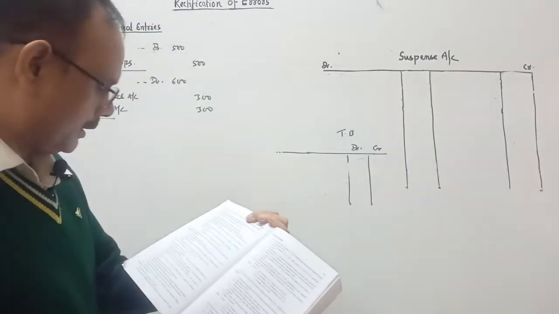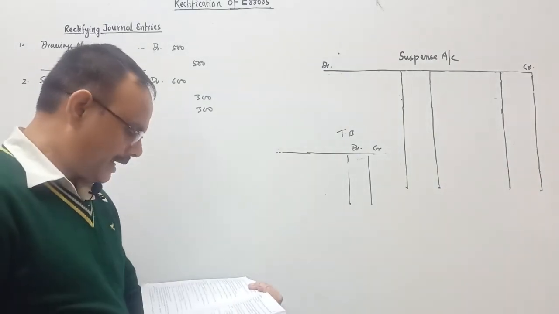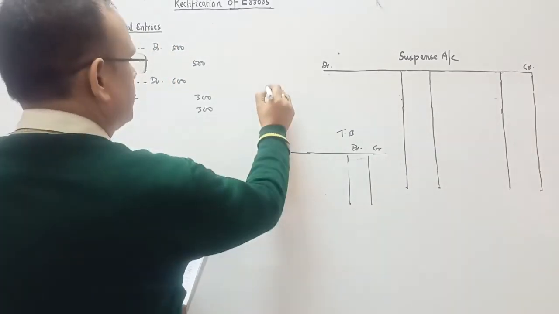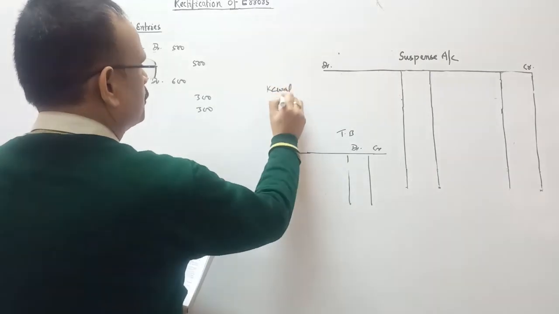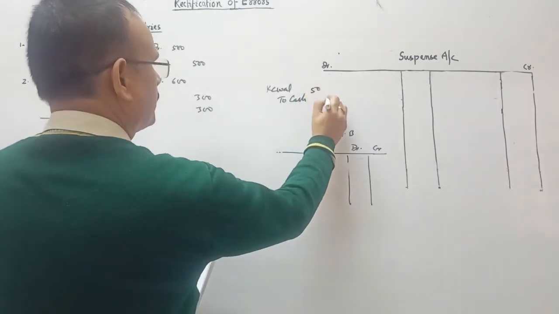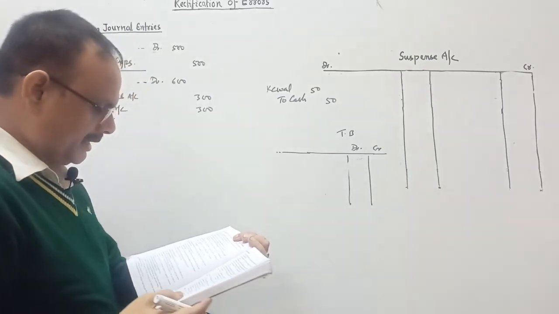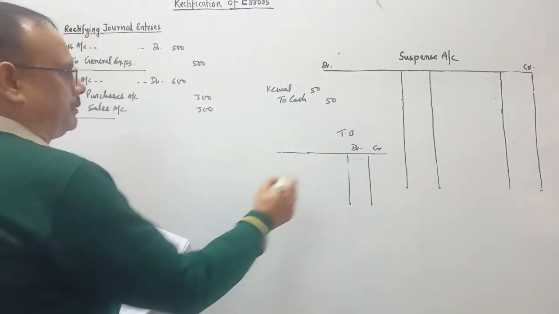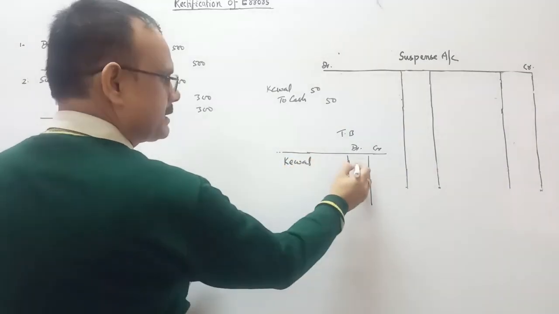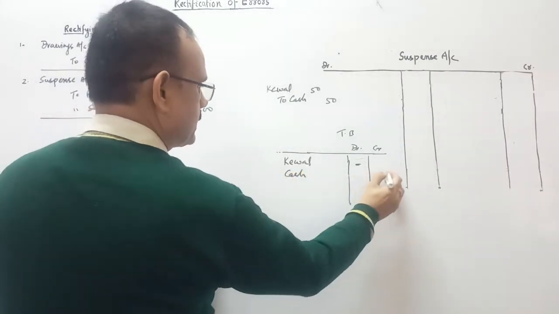Now come to the third one. An amount of rupees 50 paid to Keval has been credited to the account of Kanwal. When we pay the amount to Keval, the entry will be Keval account debit to cash account, 50 rupees. What has happened is it has been credited to the account of Kanwal. Instead of Keval debit side, we have not posted in the debit side. Cash is correct, in the credit side it is correct.